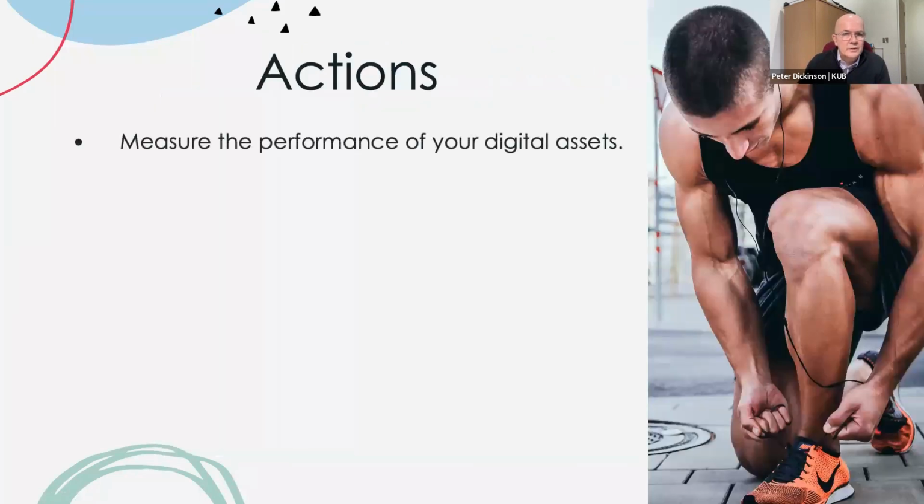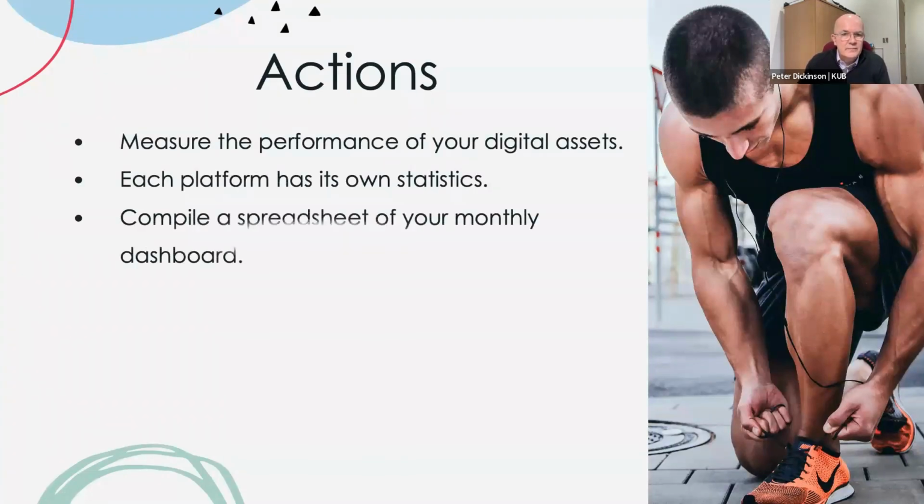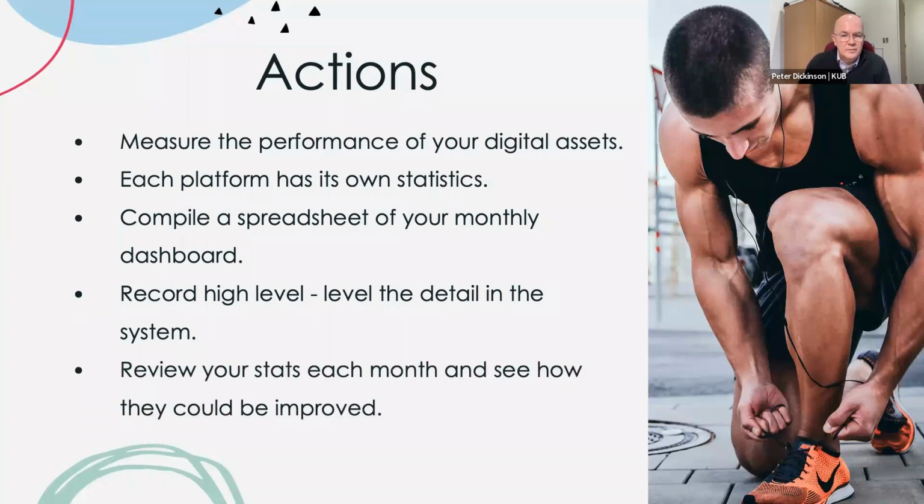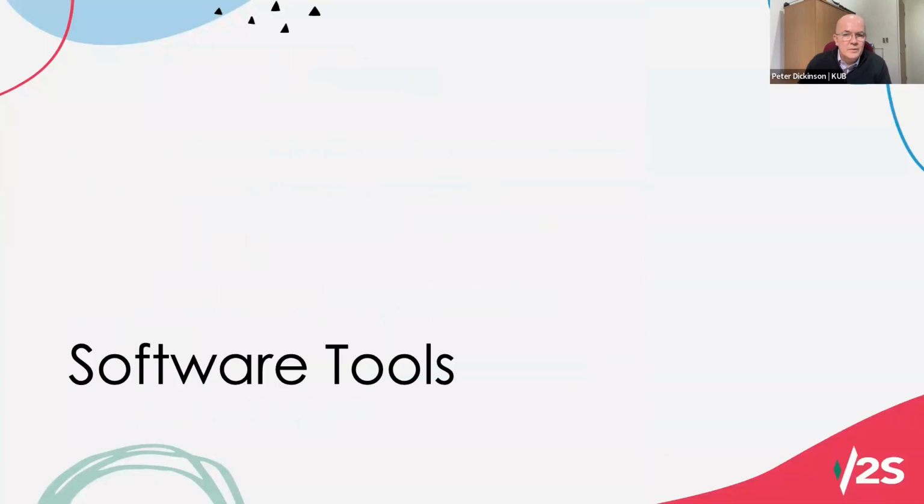So a few actions: make sure you can measure the performance of your digital assets. Each platform does have its own stats. As I say, compile a spreadsheet of your monthly dashboard, record at high level and leave the details in the system, is what we found works. And then review each month. If you struggle with monthly, move to quarterly and implement a 90-day cycle, which we've talked about in previous workshops.